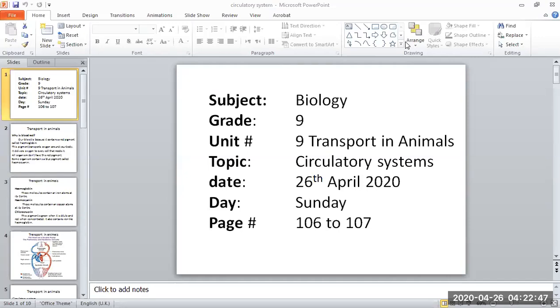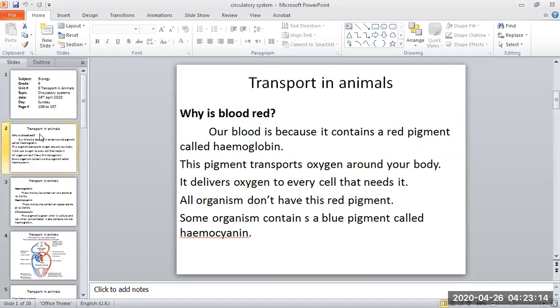Everything okay? Now, today we start our new chapter, that is transport in animals. First chapter we finished transport in plants, and today transport in animals, chapter 9. And our topic today is circulatory system. Open your book, page number 106 and 107. These two pages we will discuss today. And first of all, we start from here.